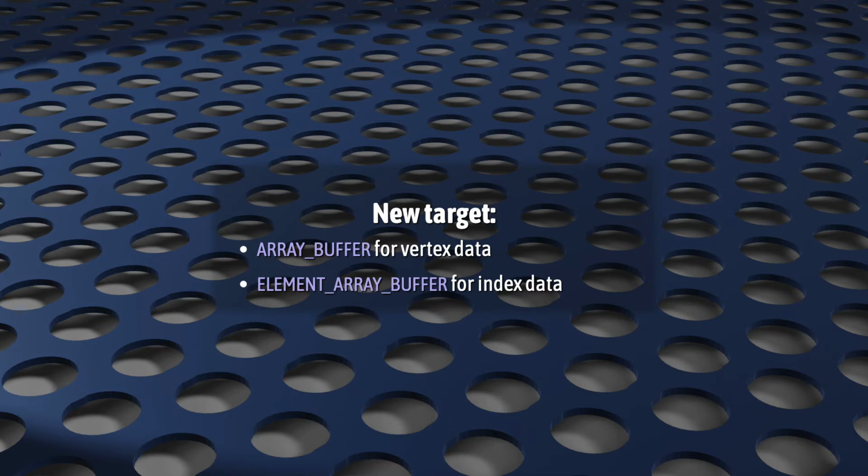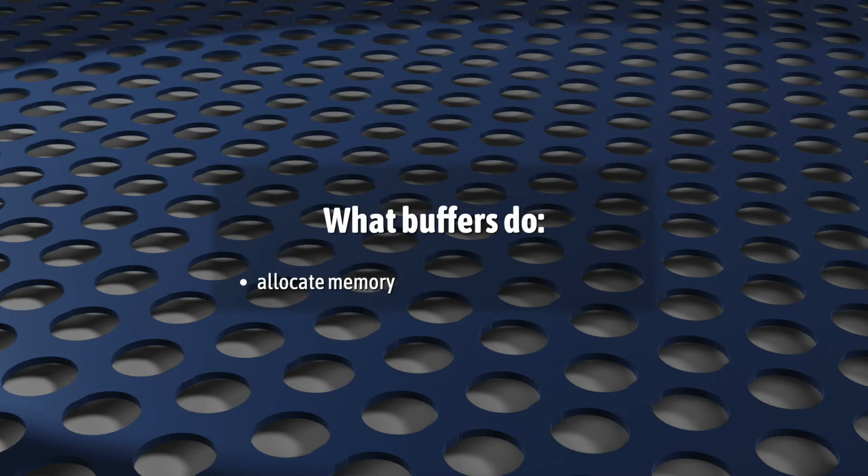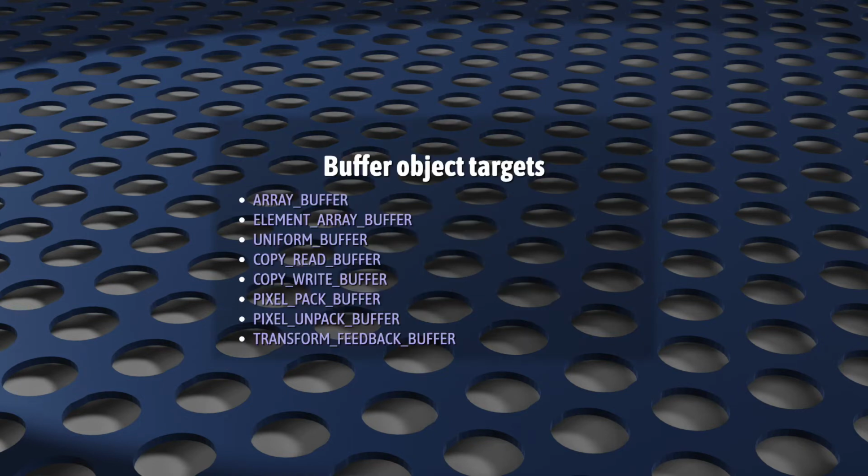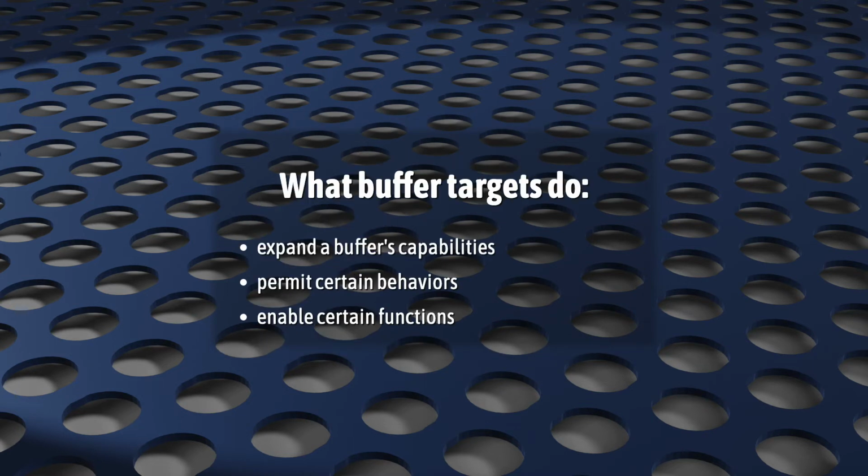Buffers are very generic things. They don't do much more than allocate memory. But buffers can be bound to one of these several targets. These targets expand the things a buffer can do. They permit certain behaviors, and they enable certain functions.